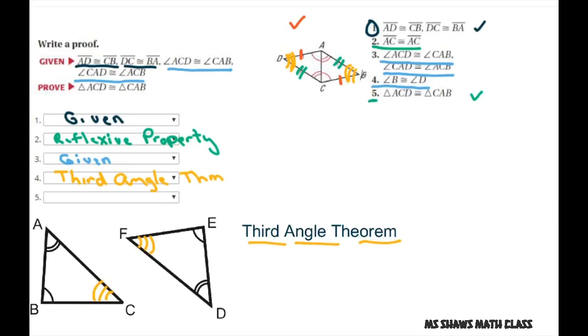And finally, we have our last line, our proof line. Triangle ACD is congruent to triangle ABC. And that's the definition of congruent angles.